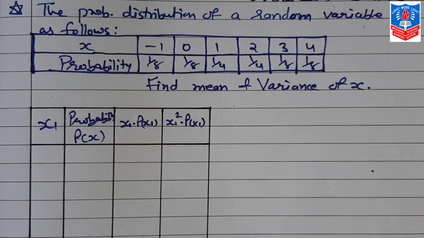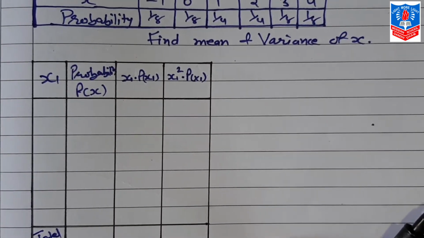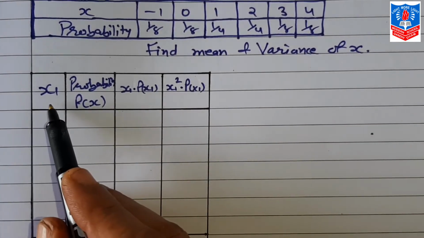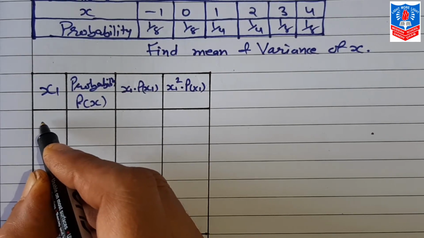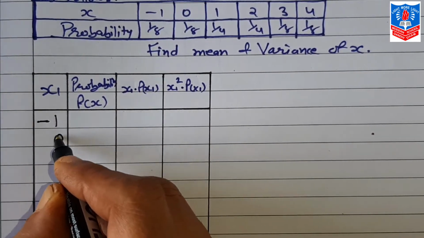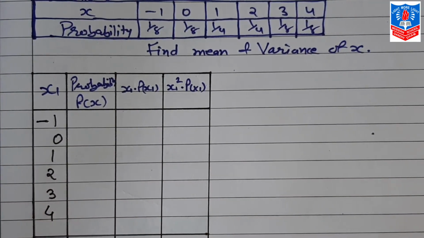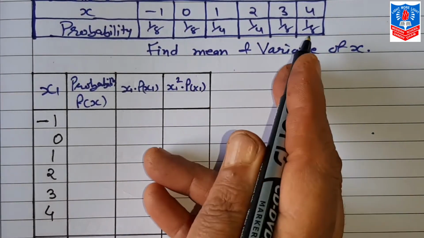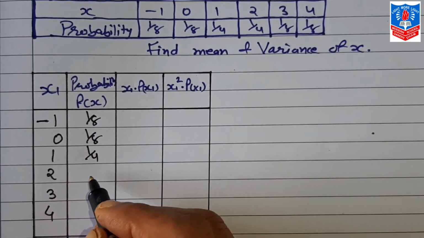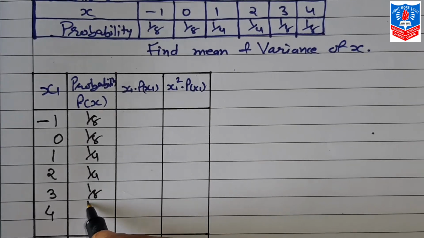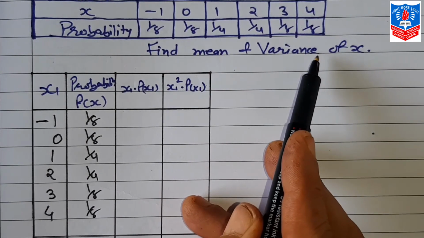Now here I have already drawn one table where I have written the values. First column, that is the x value, which is already given in the question, that is minus 1, 0, 1, 2, 3 and 4. Probability of x, those values are also given, which I am simply writing the same, 1 by 8, 1 by 8, 1 by 4, 1 by 4, 1 by 8 and 1 by 8. Okay. Now we are supposed to find the mean as well as the variance.